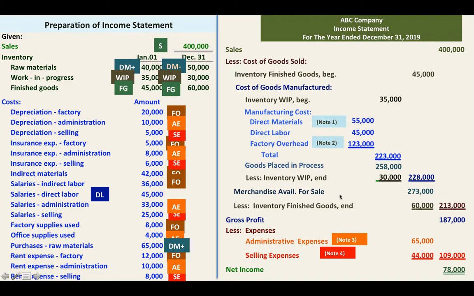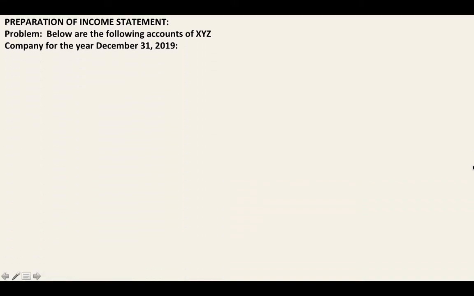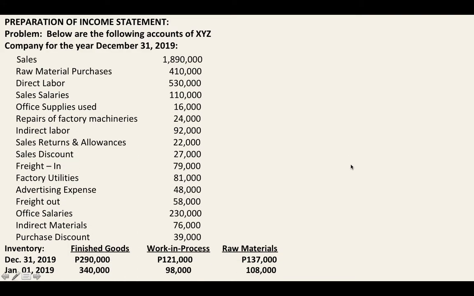If you want to verify the breakdown of your direct materials or your factory overhead or your administrative expenses or your selling expenses, you just have to refer to the notes. Okay, class? So here we will have another illustration. Okay, this is a problem. This is the problem of XYZ company for the year December 31, 2019. Again, these are the information.